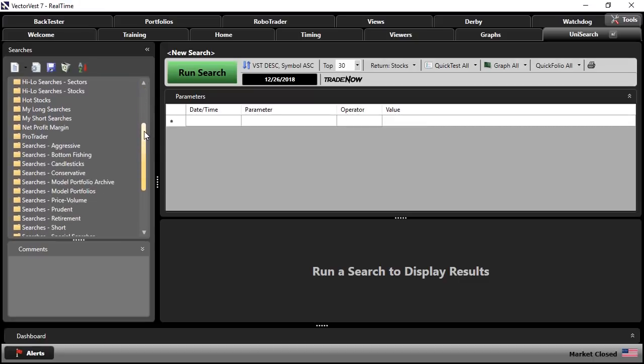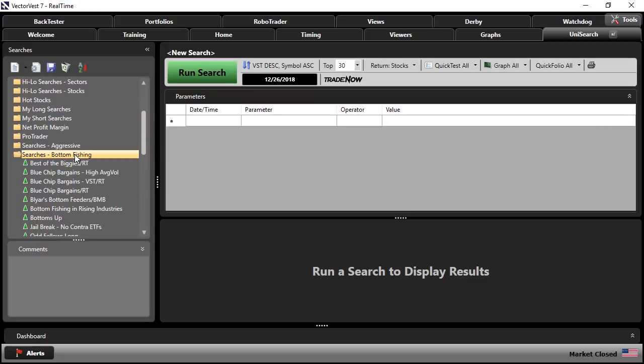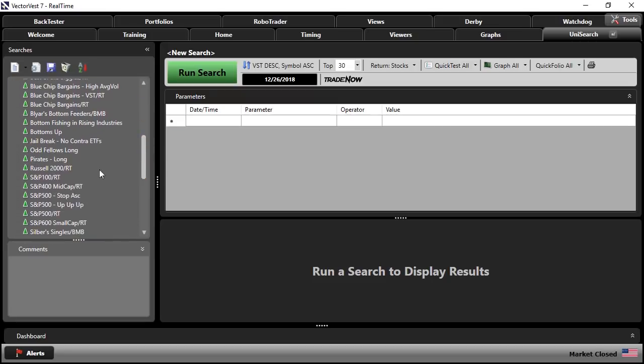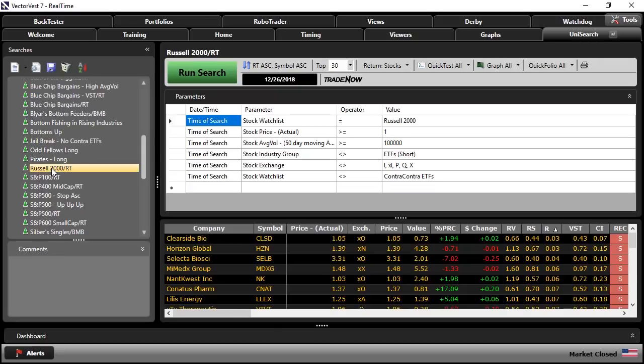We'll click on OK, and let's go and look at some bottom fishing searches. How do you get to them? Go to searches, bottom fishing. Now I'm going to choose a bottom fishing search. Let's start off with something that's a little bit lower dollar. Let's go with the Russell 2000. So I'm going to double click it as of that explosive day. Russell 2000, double click it, it will run it. Here's the stock information of what it's looking for, and I'm going to quick test the top 10 stocks.